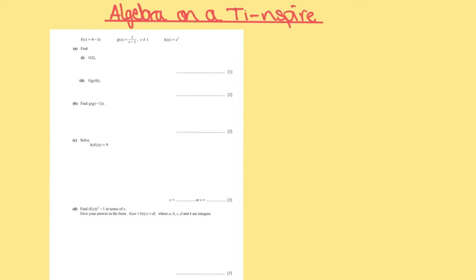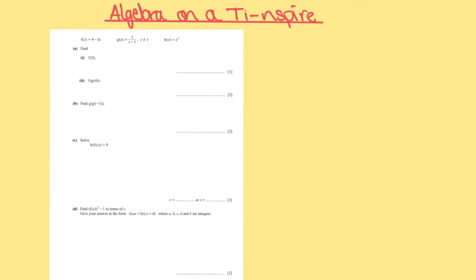The TI-Nspire calculator is excellent when doing algebra. You are able to solve various equations in a number of ways. You can find the value of an equation for a specific value of x. Let's take a look at this IGCSE question.